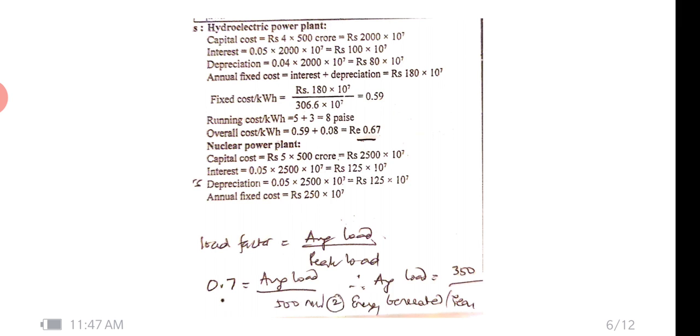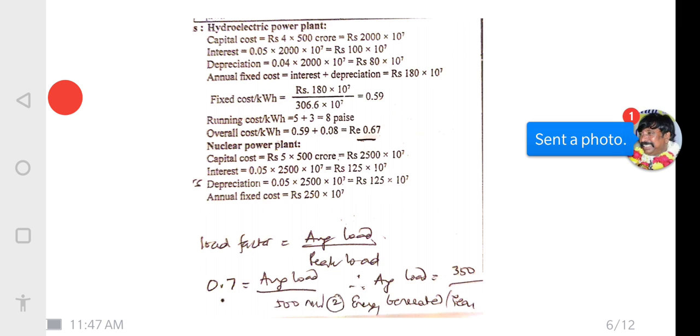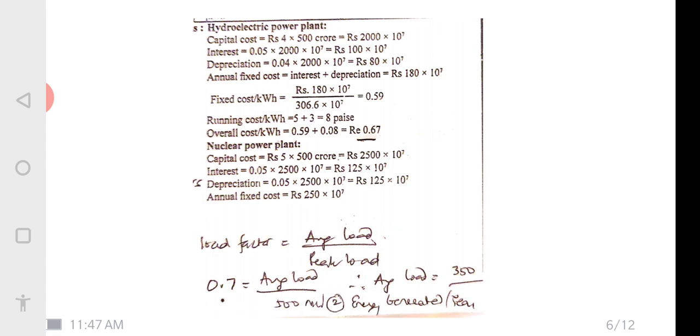Next, we have to pay interest every year. This is a fixed cost. Whether you run the plant and produce electricity or not, you have to pay the interest. So interest is 5%. 5% is 5 divided by 100, that is 0.05, into 2000 crore, which we write as 2000 into 10 raised to 7. So interest is equal to 0.05 into 2000 into 10 raised to 7, that is 100 into 10 raised to 7, that is 100 crore rupees.